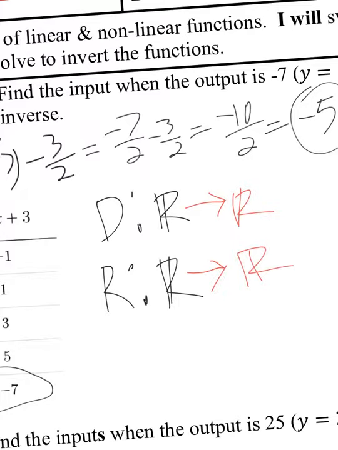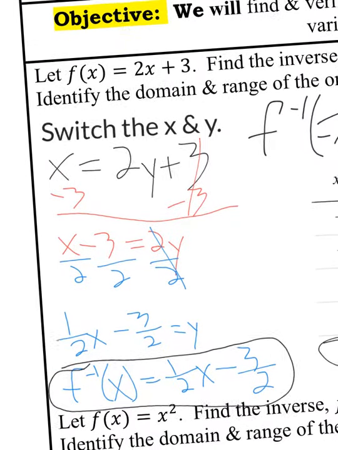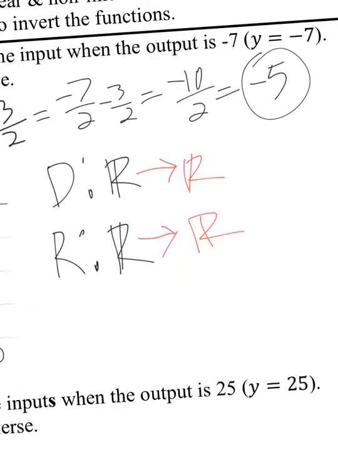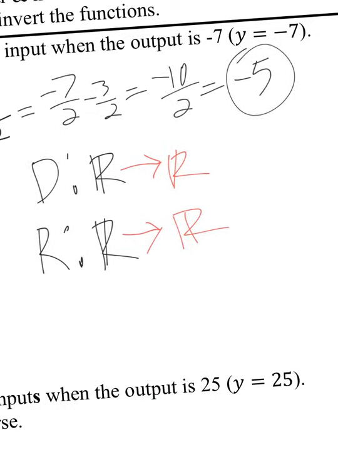Now, how do I know that these were all real numbers? Well, first of all, what were we dealing with? We were dealing with a linear function. And then what was my inverse? Also a linear function. So they're both all real numbers because linear functions are unbounded. And let's look at the graph to show you what I'm talking about.